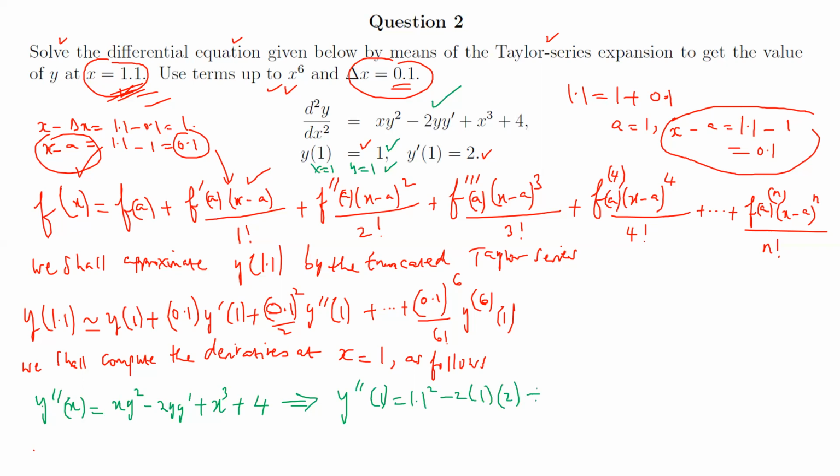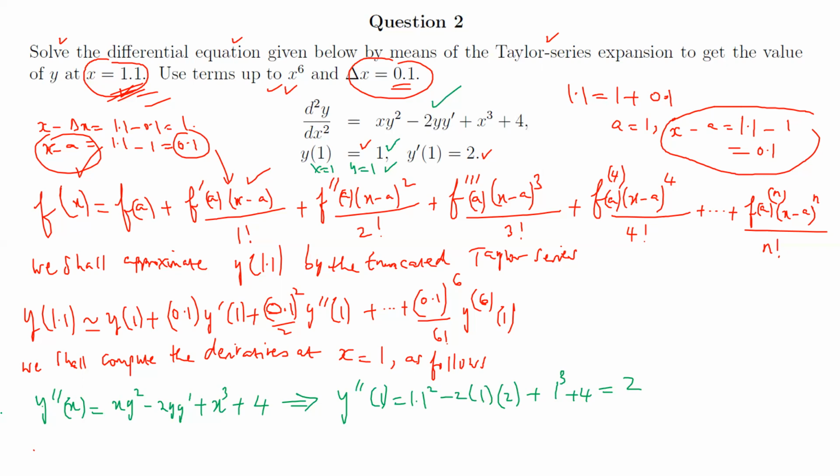Okay, and then plus the x cubed. What is x? x is 1. Okay, and then we add 4 to this. This is just basic algebra, and the result is 2 then.